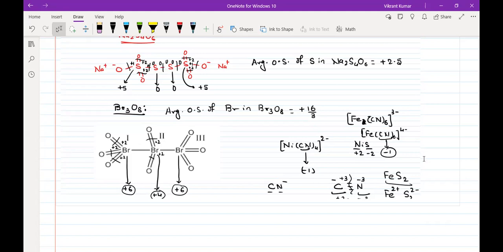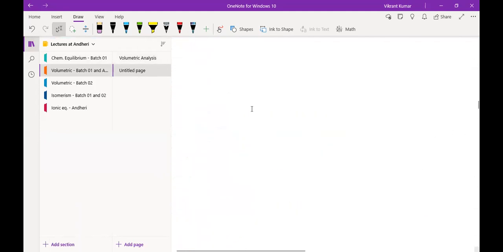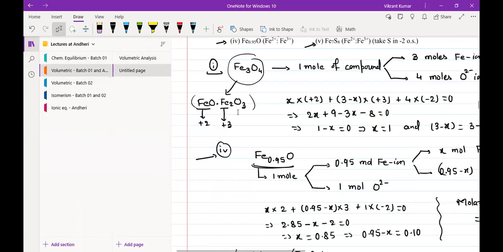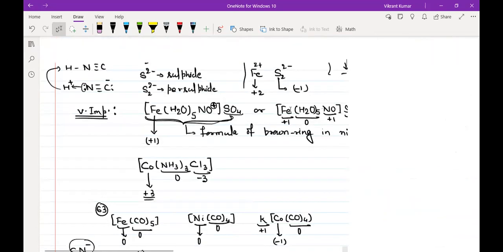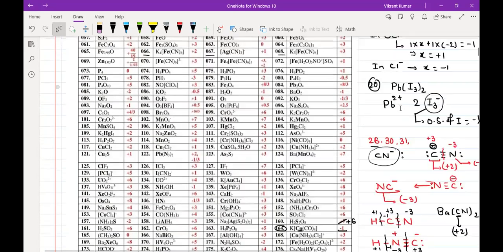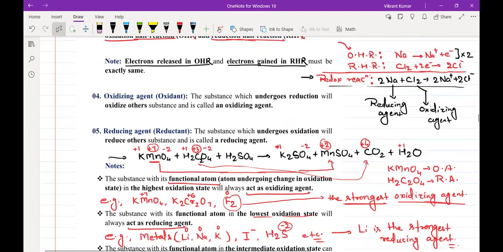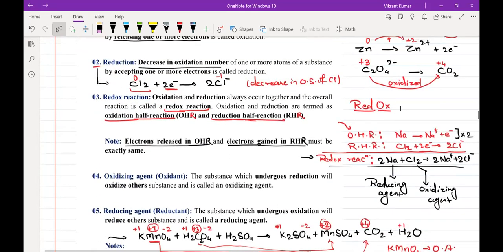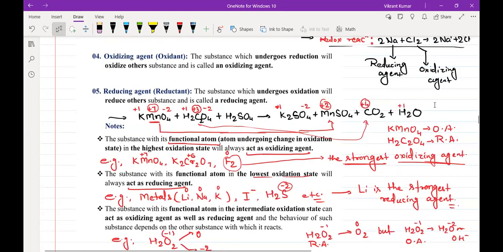Yes Raghav, tell me. You told us in the second lecture of volumetric about the groups we should take. Can you explain that once more? How we take the oxidation of groups. Okay, let's see if it is there. What was that? Which group are you saying? Like in that first question, when there are so many elements in one compound, we just take NO3 as -1.